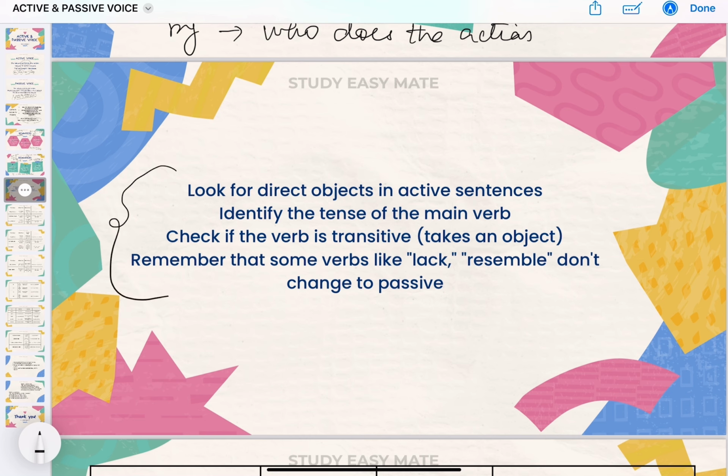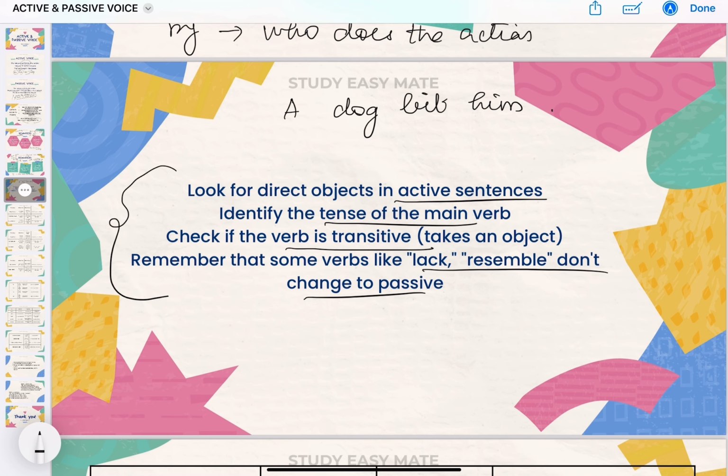First, if there is a sentence, I will give you the same sentence: "A dog bit him." First, look for direct objects in the active sentence. Then identify the tense of the sentence. Check if the verb is transitive, takes an object. Remember that some words don't change. The fourth point I'll come back to later. So here you'll have to look for the direct object, and then how can you convert it? "A dog bit him." "He was bitten by a dog." This can be written like this.